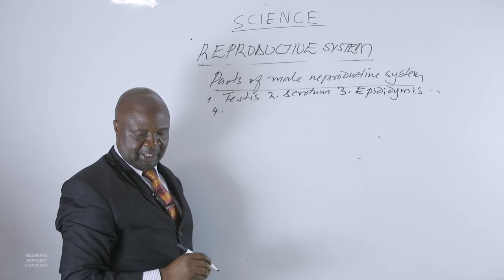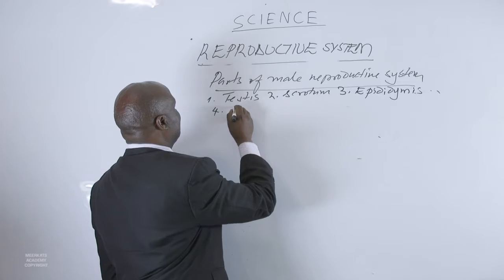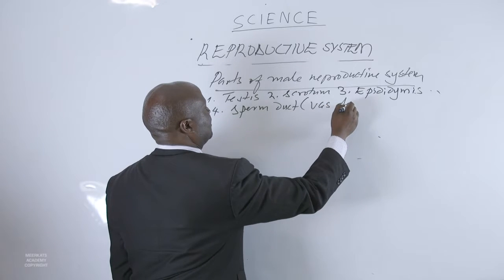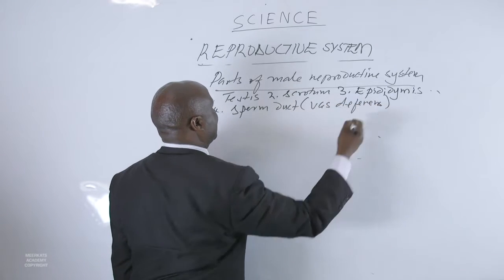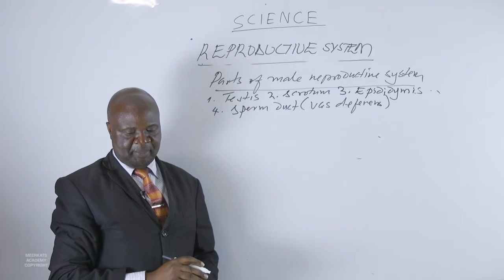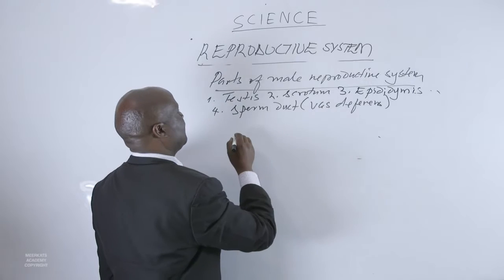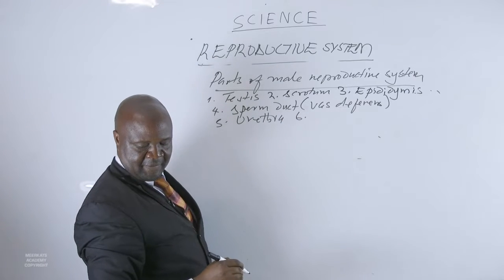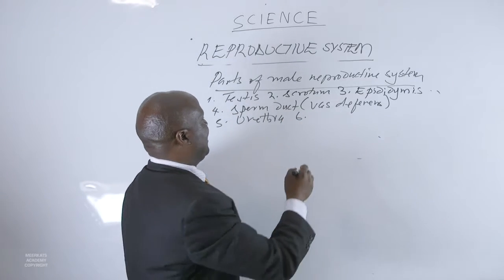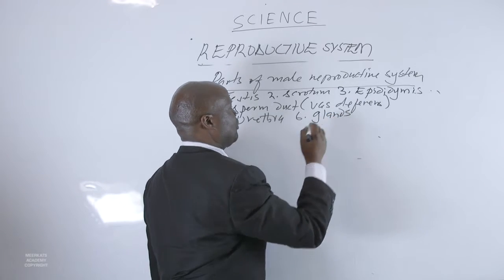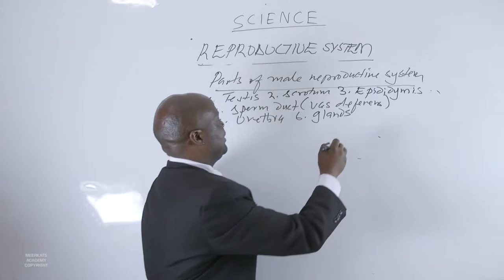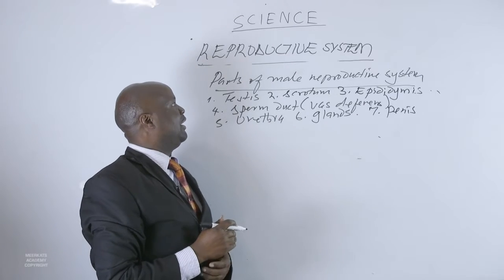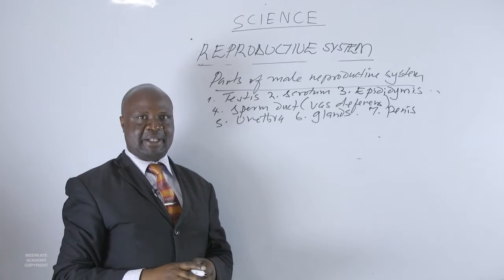Then the fourth part that we shall see is the vas deferens, or the sperm duct. We call it the vas deferens. That's another name for the sperm duct. Then from the sperm duct, we have the urethra. The fifth, we have the urethra. Then the sixth part, we have the glands. Then from the glands, we have the penis. So these are the parts of the male reproductive system. Some are external, others are internal.